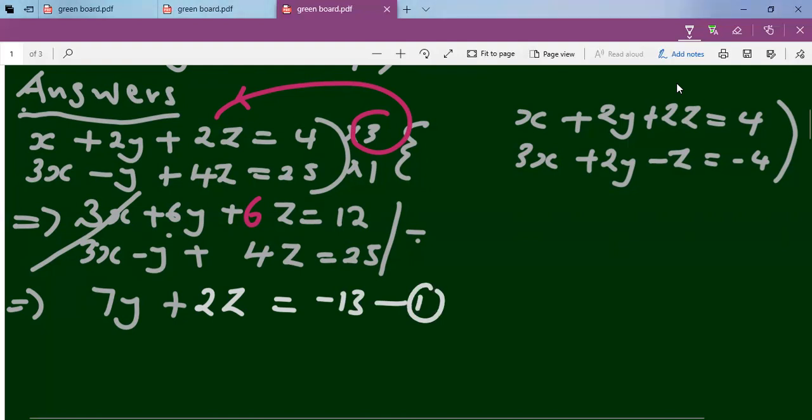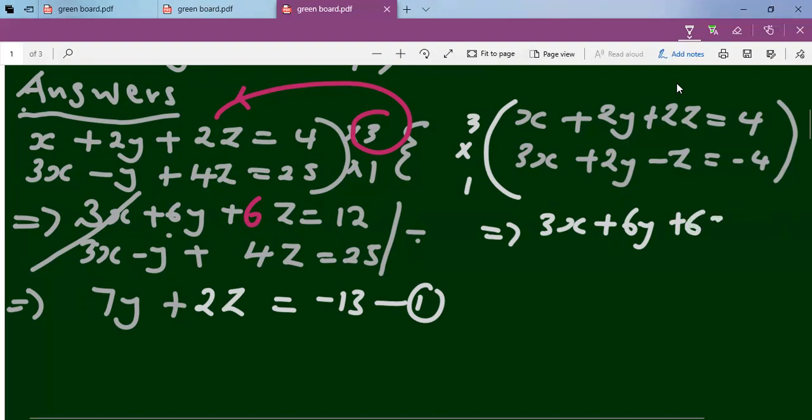So we come to this set. All right. Again, we can decide to eliminate x because we eliminated x here. So here you eliminate x, meaning that you can multiply by 3, here down by 1. This implies that we have 3x plus 6y plus 6z.